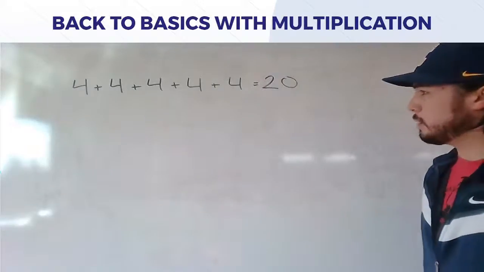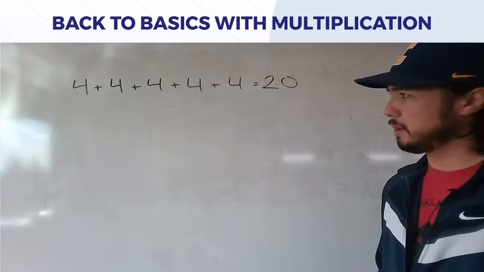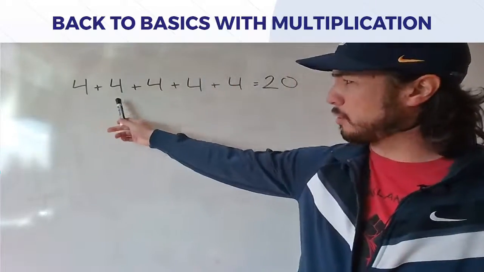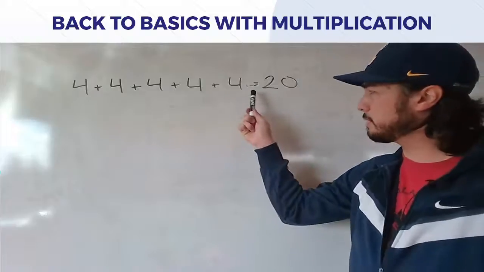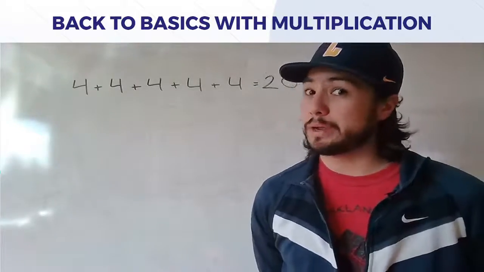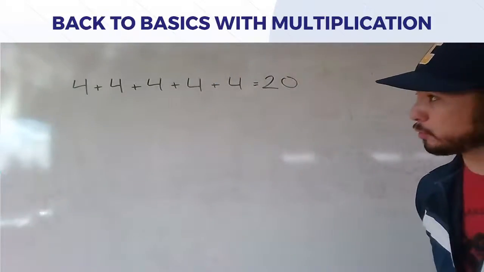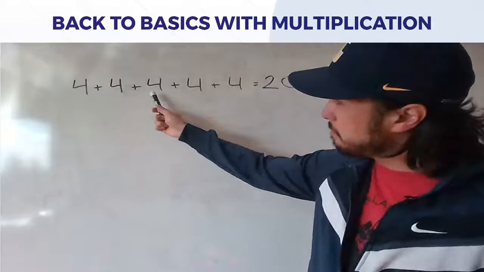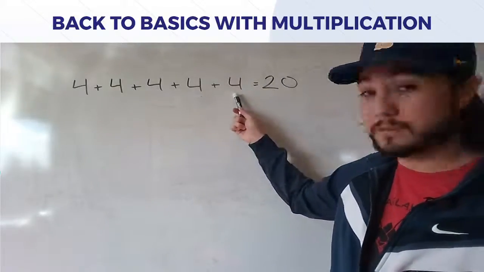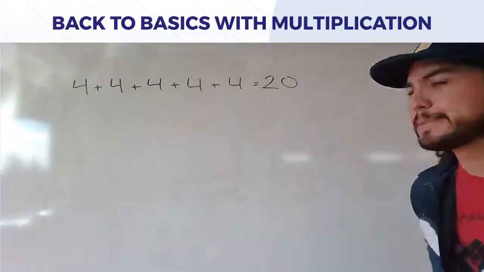Let me go this way. With this equation on the board, we've got 4 plus 4 plus 4 plus 4 plus 4 equals 20. Would you agree? I certainly would, right? 4 plus 4 is 8. 8 plus 4 is 12. 12 plus 4 is 16. 16 plus 4 is 20. So our equation is true. It does equal.